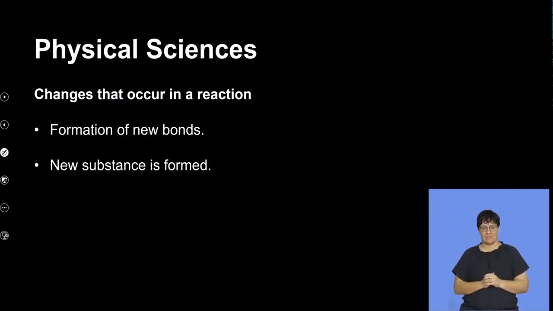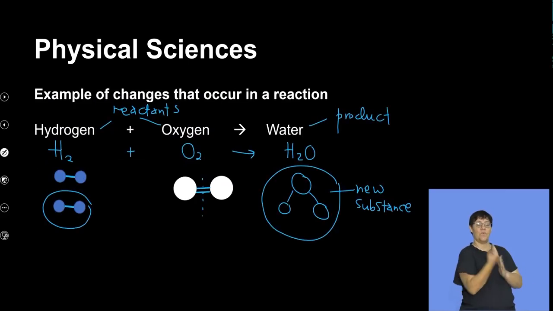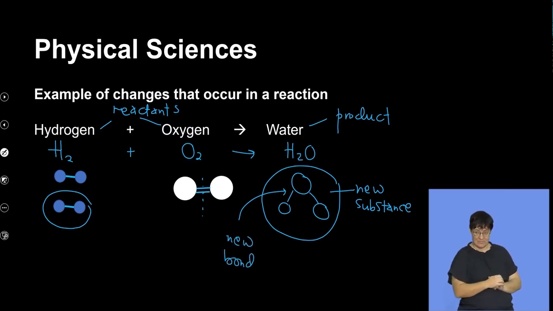That's very important. We are saying that there is formation of new bonds. The existing bonds were first broken so that new bonds can be formed. So if we can quickly go back, the new bonds that we are talking about here are the ones that are actually formed.